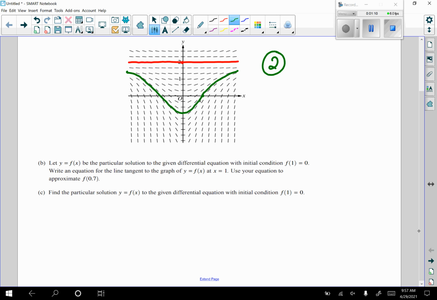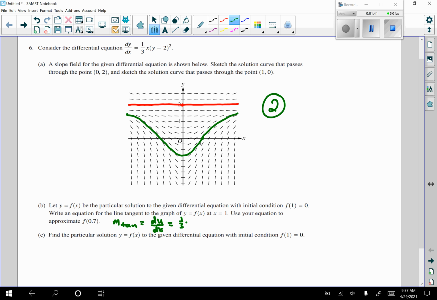All right, question B. Let y equals f of x be the particular solution to the given differential equation with the initial condition f of 1 is equal to 0. Write an equation for the line tangent to the graph of y equals f of x at x equals 1. Use your equation to approximate f of 0.7. Again, this is a no calculator question, but in order to write an equation of the line, we need the slope of the tangent line, which is equal to dy over dx, which is that equation that we were given above.